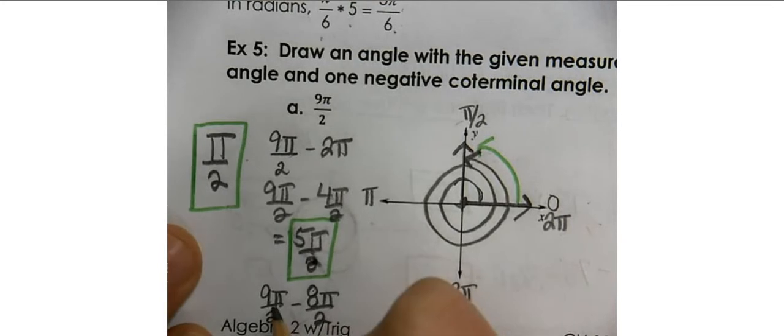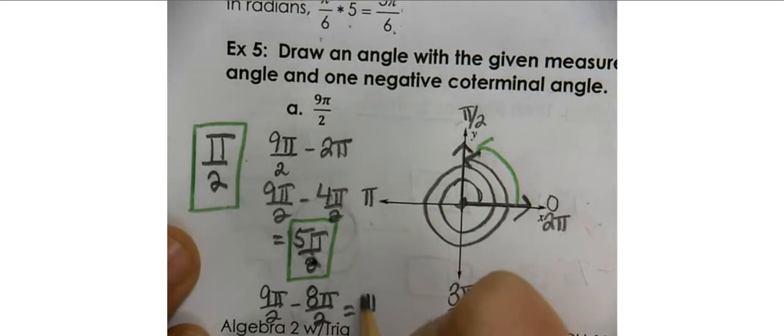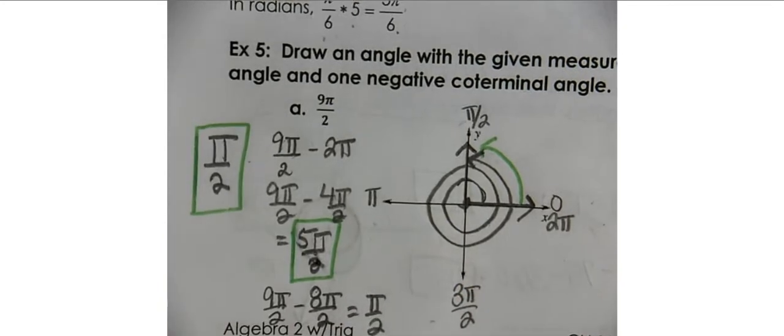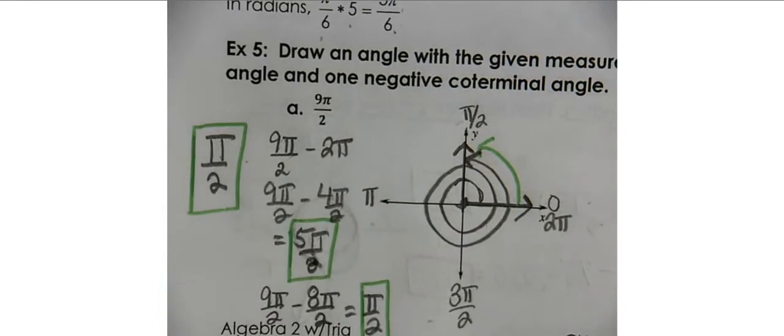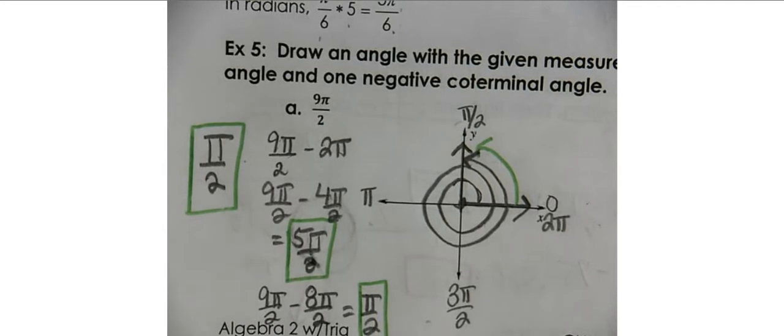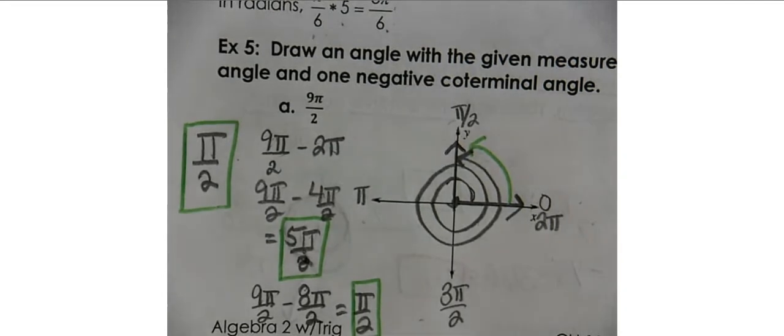And subtracting, we will end up with pi over 2, which is still a positive answer. You could also add 2 pi. If we were to add 2 pi, we would end up with 13 pi over 2, which would still be another positive answer. So now what we want to do is find a negative coterminal angle.